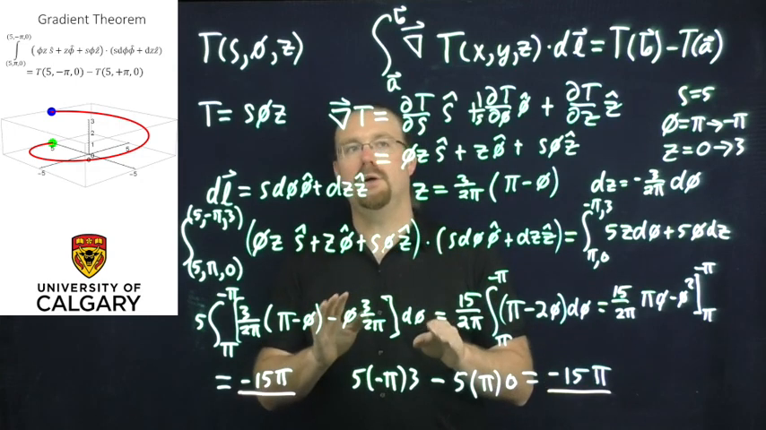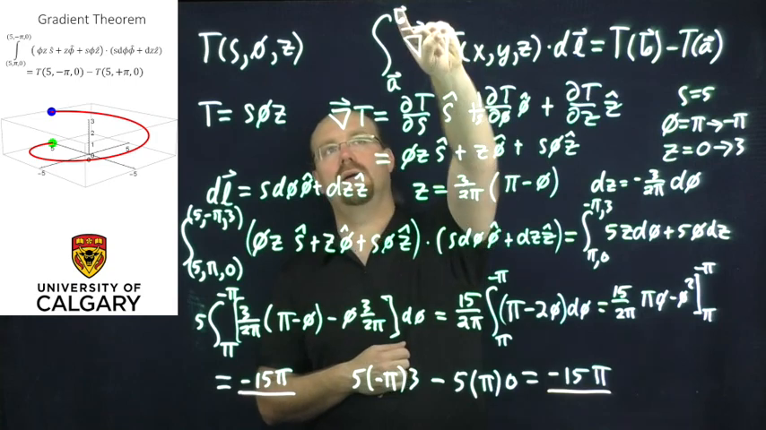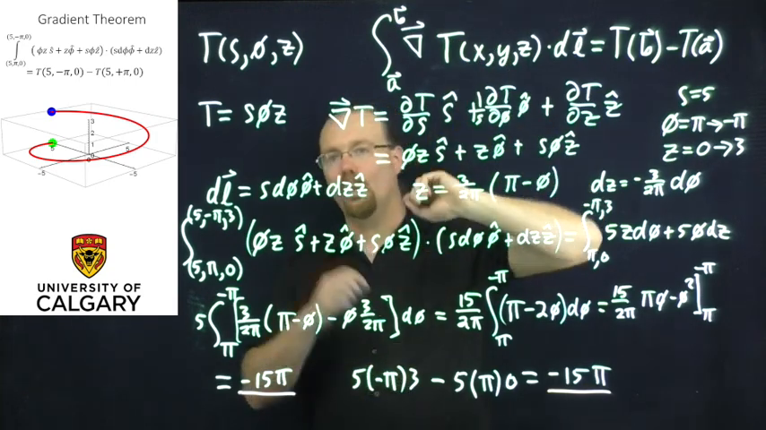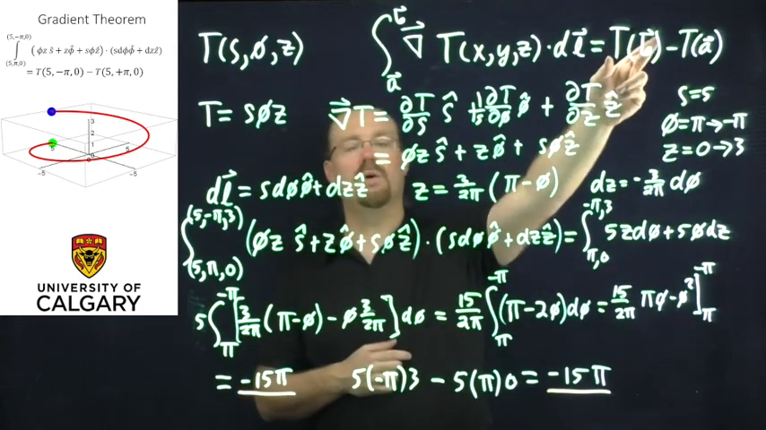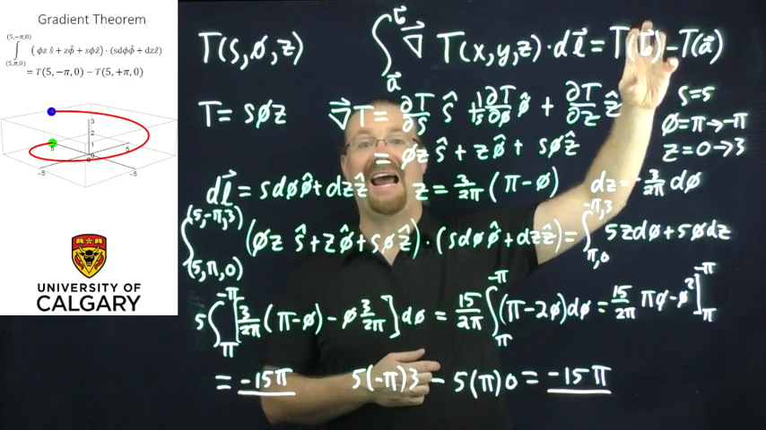What this video showed is that if we have a scalar function, and if we evaluate the integral of the gradient of that scalar function, we can take that to be whatever it was at the final point, minus whatever that scalar function was at the initial point.